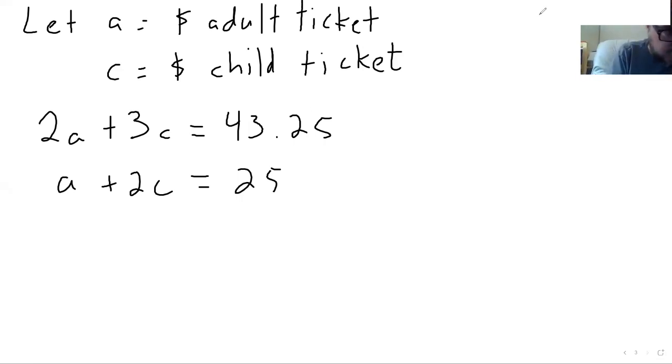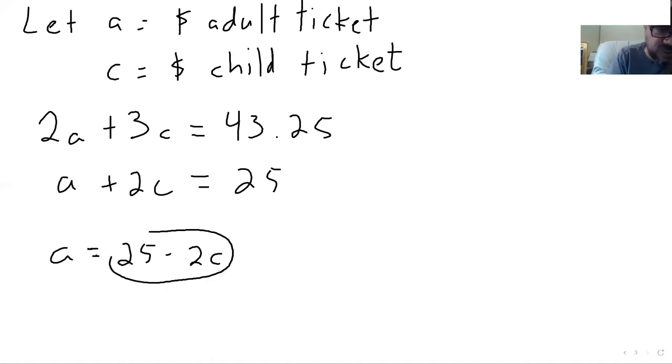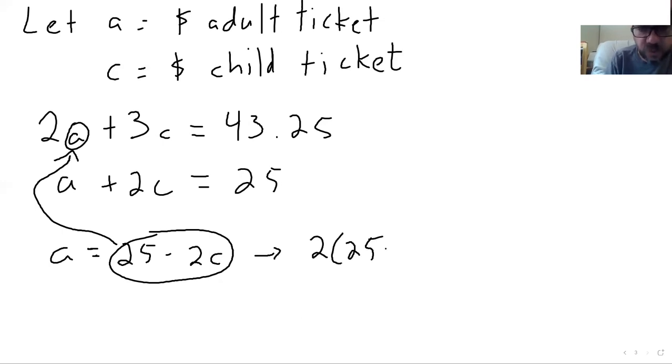So I get A equals 25 minus 2C, subtract 2C from both sides. And then I'm going to take that A, so I wrote 26, that's not what I meant to write, sorry, let me undo that, 2C. I'm going to take this, because that's A, and I'm going to put it into here. Right, that's the idea of substitution. So when I do that, I get 2 times 25 minus 2C plus 3C is 43.25.